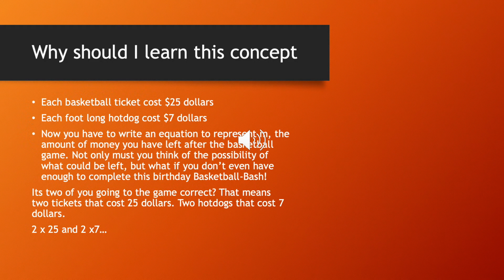It's two of you going to the game, correct? So that means two tickets that cost $25 and two hot dogs that cost $7 a piece. As you can see, we have two separate multiplication problems we're looking at. 2 times 25, which represents the amount it's going to cost for the tickets, and 2 times 7, which represents the amount it's going to cost for the hot dogs. You got it.